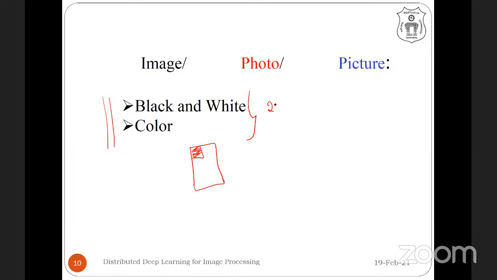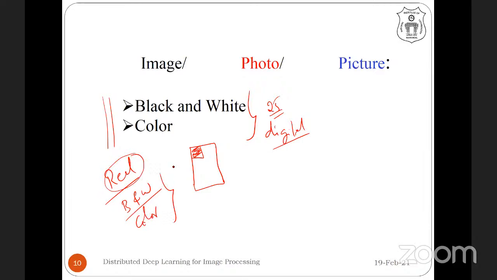Around 25 years back, when there was no digital image, the kinds of images and photos that we had were based on reels. If you used a black and white reel, you would get a black and white photo, or people used a color reel to get a color photo, by developing that reel in the dark rooms.